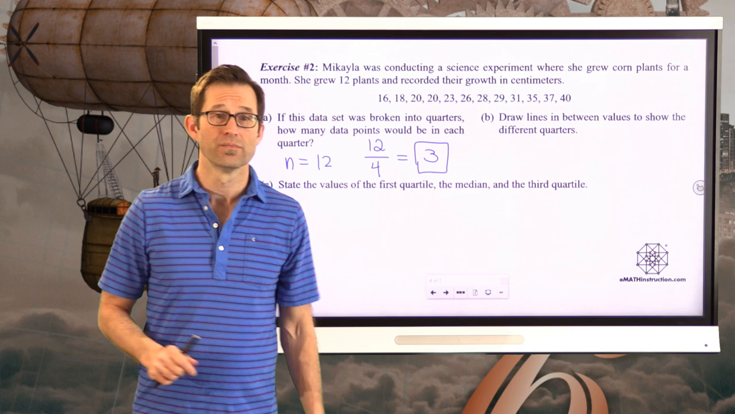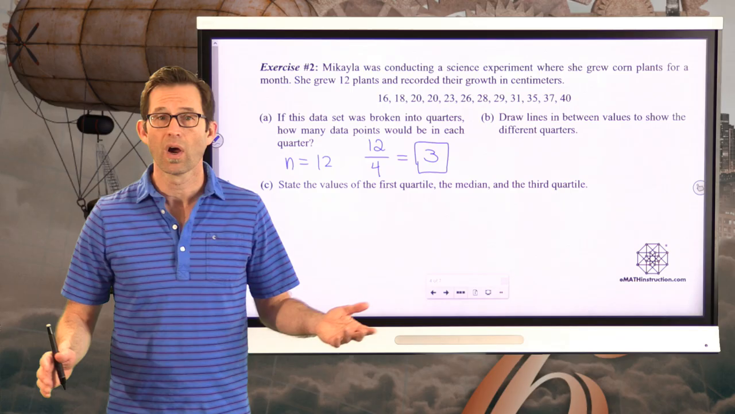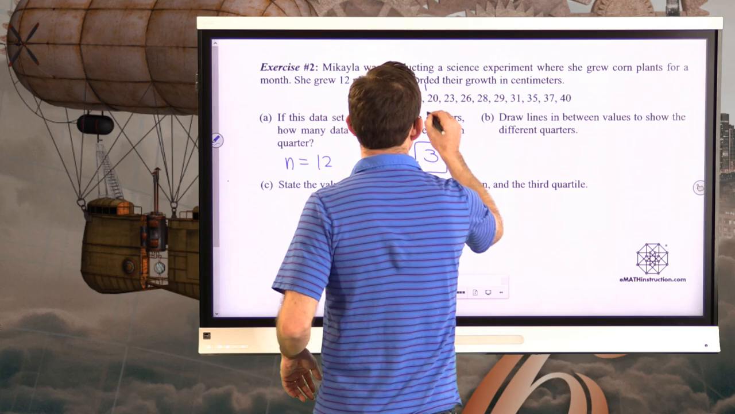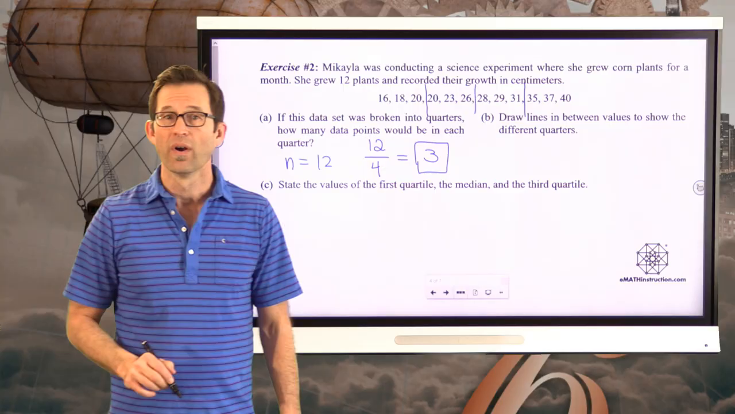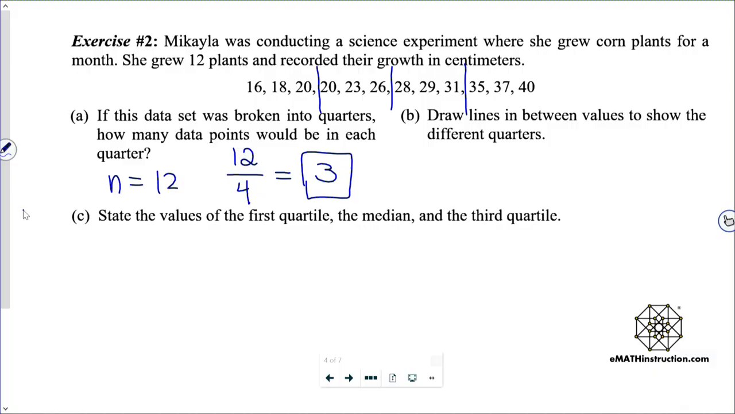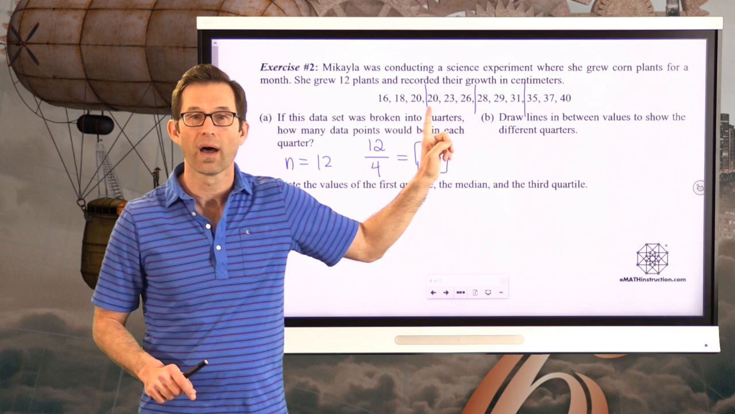That's simple. Letter B. Draw lines in between values to show the different quarters. So literally, 1, 2, 3, 1, 2, 3, 1, 2, 3, 1, 2, 3. So we have the first quarter, the second quarter, the third quarter, the fourth quarter. Letter C. State the values of the first quartile, the median, and the third quartile. By the way, these lines really represent where the first quartile, the median, and the third quartile would be.